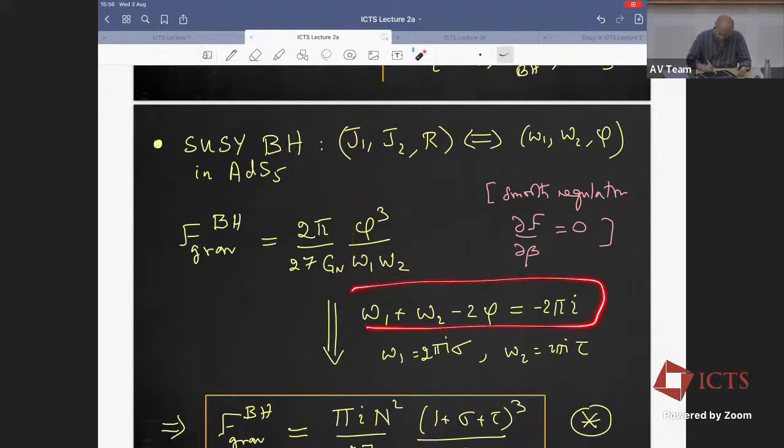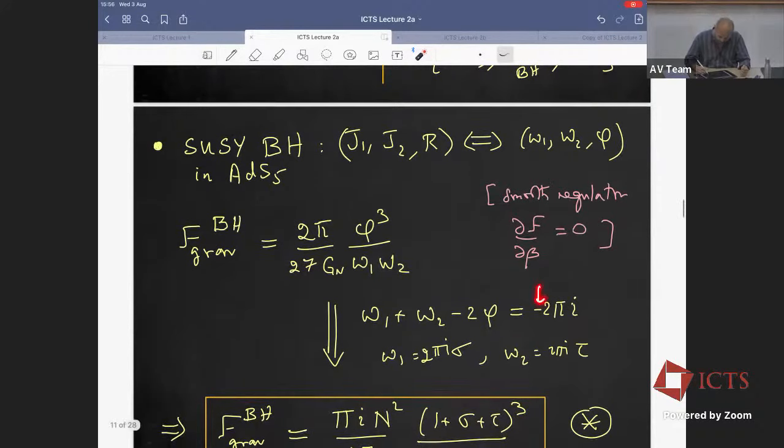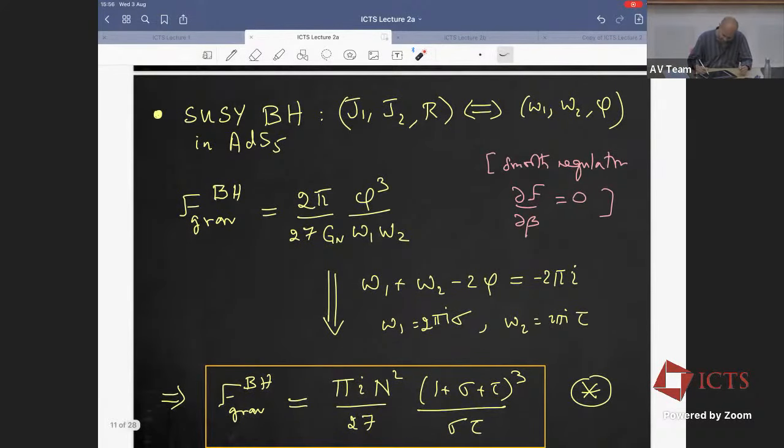These three potentials are not free; they're constrained by a linear constraint: omega 1 plus omega 2 minus 2 phi equals minus 2 pi i. I stuck in a minus sign compared to yesterday, if anybody noticed. A symmetry of this theory allows me to do it. Somehow the conventions are such that in the field theory this is more natural than in gravity.